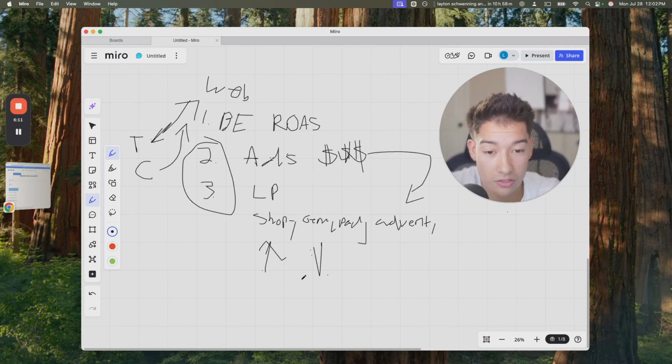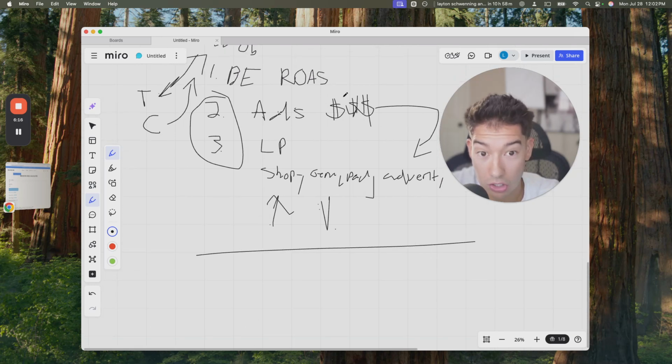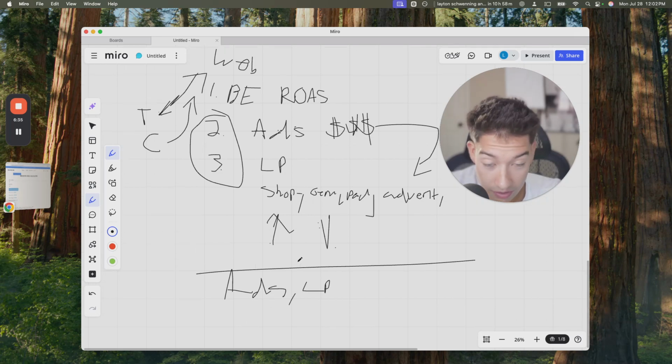So basically, all you're doing all the time is lowering your break-even ROAS by either increasing your AOV or working with your supplier and lowering COGS. And then you are running ads. You're running ads and you're testing ads. You're finding winning ads. And then you're testing landing pages. Okay. That's just a constant cycle, pretty much.